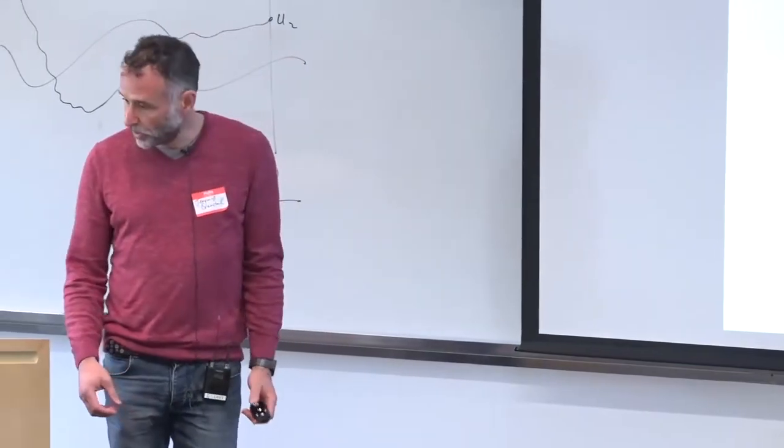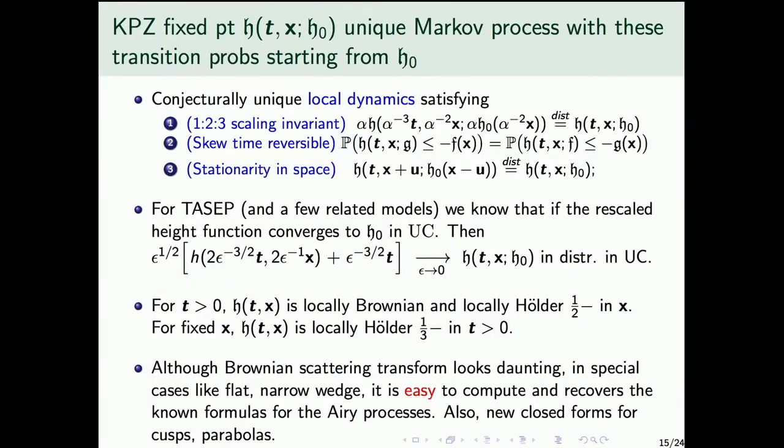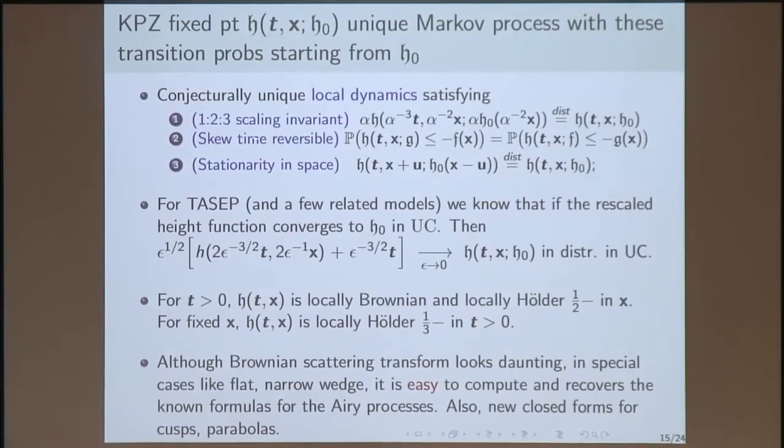It is the limit of TASEP. So the KPZ fixed point is the unique Markov process with these transition probabilities. It's 1, 2, 3 scaling invariant. It's skew time reversible. It's stationary in space. It's the limit of TASEP under this. Now I've actually shown you the numbers.